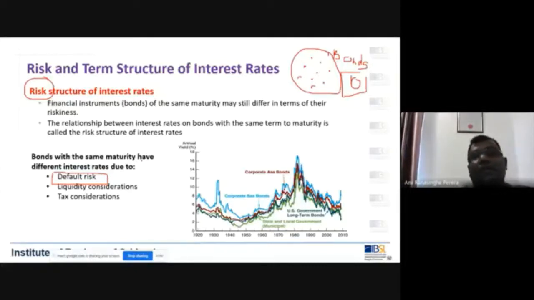Other factor, liquidity consideration. Liquidity means some of the instruments are very liquid. You can trade them very easily. So for those instruments, you have lower interest rates. Some instruments are not highly liquid, which means you can't sell them as you want. There's no demand. For them, you have high interest rates.